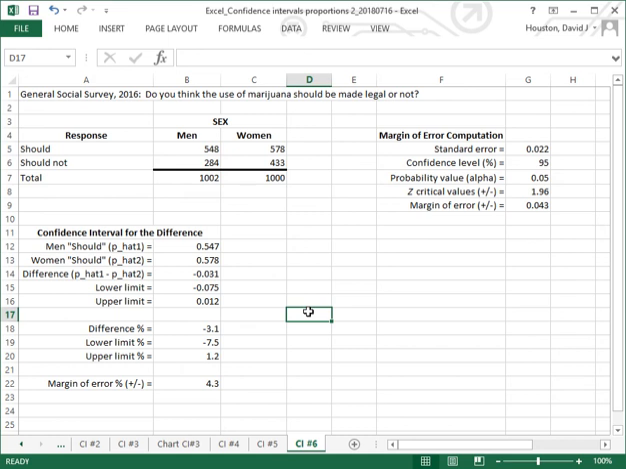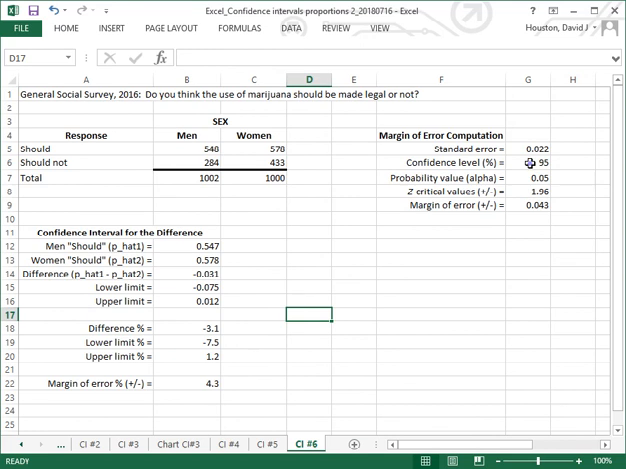Based upon the 95% confidence level and our sample attributes, it appears these two subgroups were drawn from a population where anywhere from 7.5 percentage points fewer men than women offer that response, up to 1.2 percentage points more men offer that response than do women. So since 0 is contained here, we would say that there is not a statistically significant difference in the proportion of men that offer that response that marijuana should be made legal as compared to women.